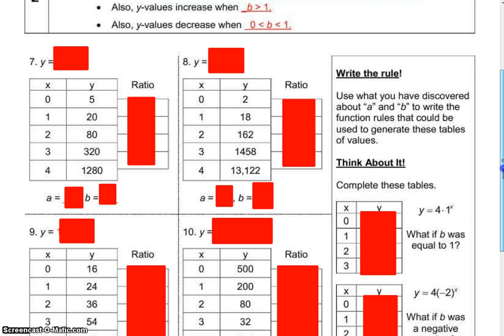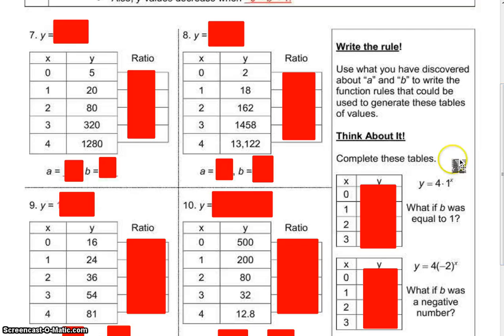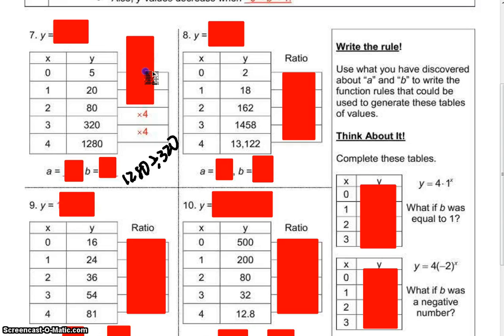Okay, so use what we've just discovered to write the function rules that could generate these tables. Think about it. If we had this table, 0, 5, 120. Okay, what are we doing each time? Once again, you could say 1280 divided by 320, and you should get 4. 320 divided by 80, 4. 80 divided by 20, 4. 20 divided by 5, 4.